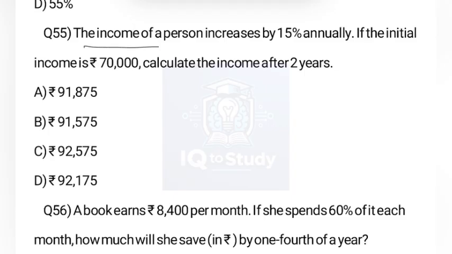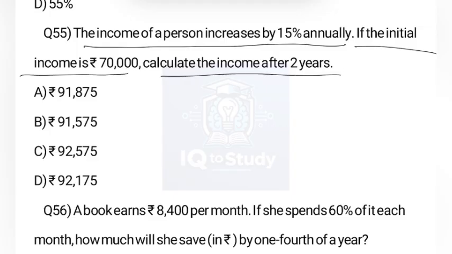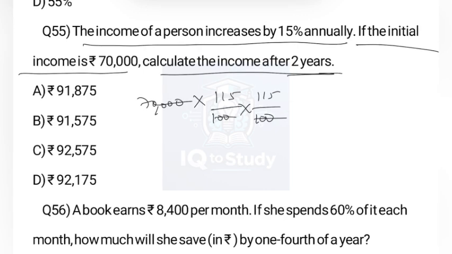The income of a person increases by 15% annually. If the initial income is 70,000, calculate the income after 2 years. So, initial income, which is 70,000 into 115 by 100 into 115 by 100, because 15% annual increase for 2 years. That is equal to 7 into 115 into 115, which is equal to 92,575.